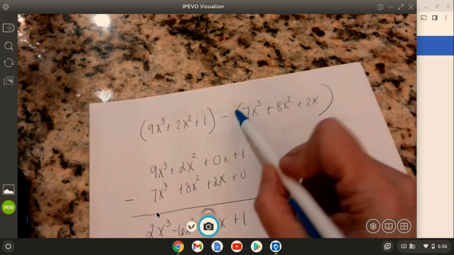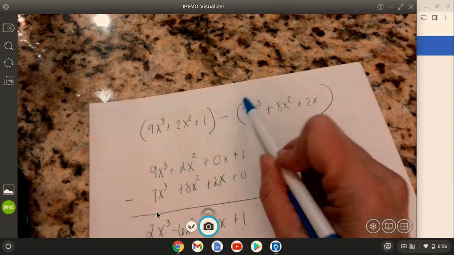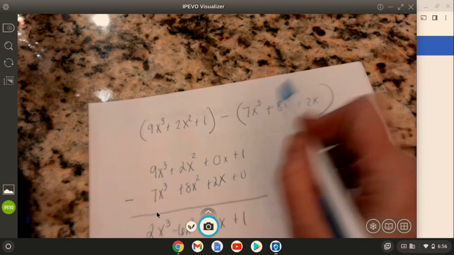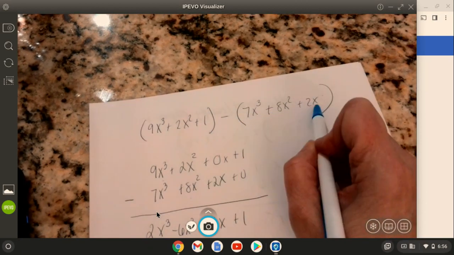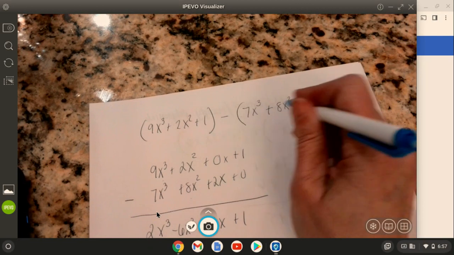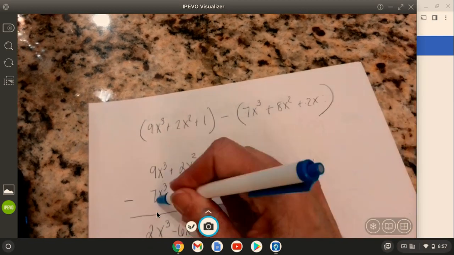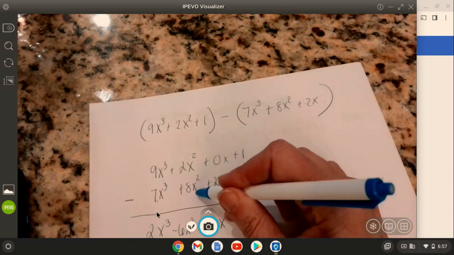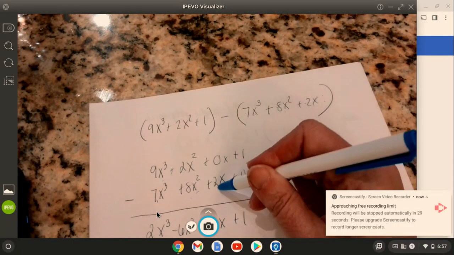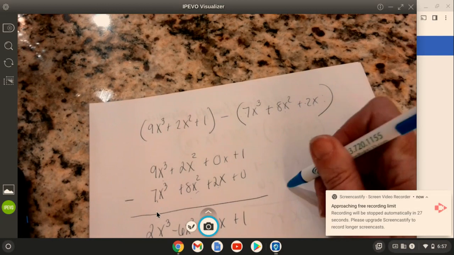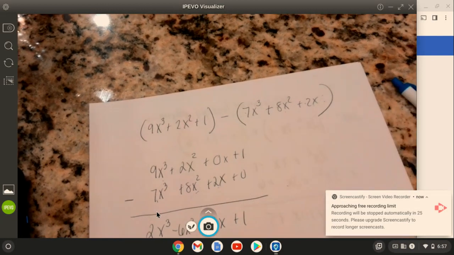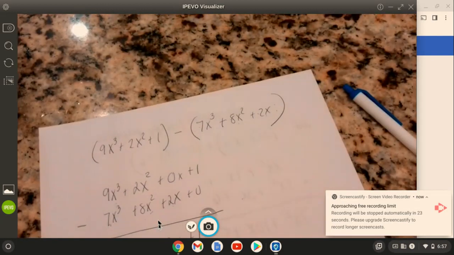The other way to look at this is that when you have a subtraction outside this set of parentheses, you're distributing a negative 1 here, so that changes the signs of every term in here. So that 8x squared became a negative, and that 2x also became a negative. So this is how to add and subtract. I'm going to come back with my next video about multiplying in just a minute.